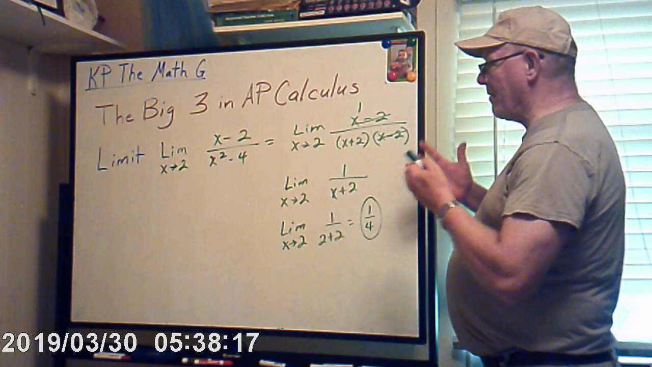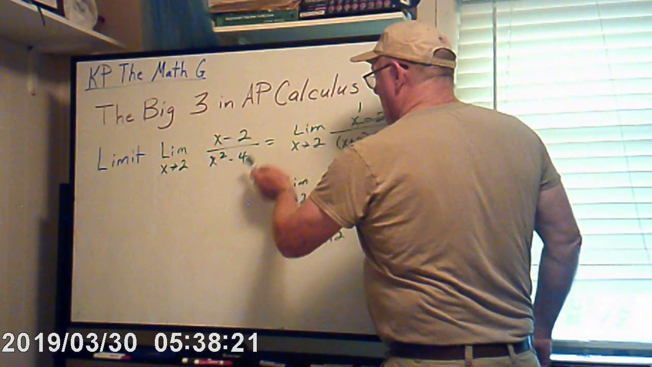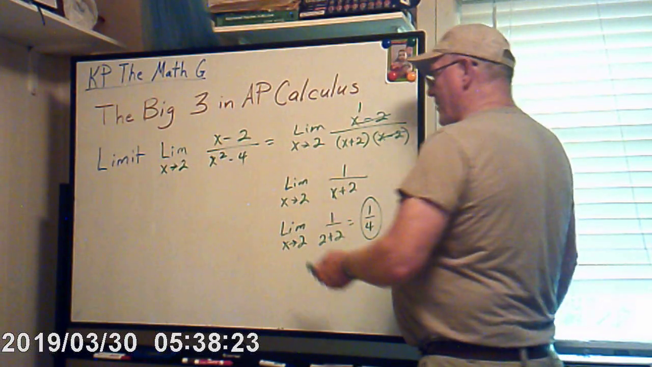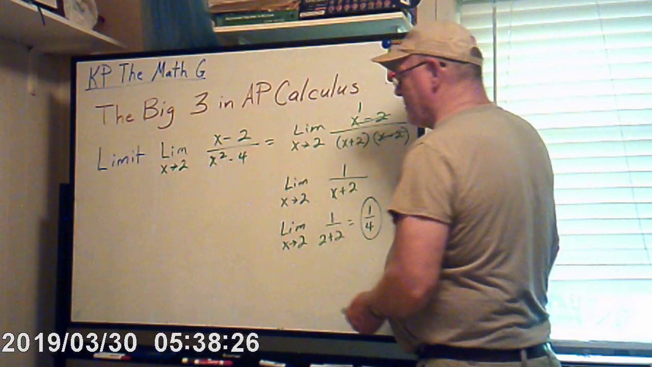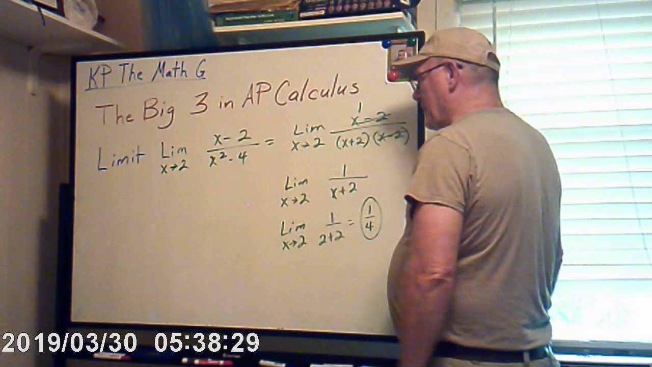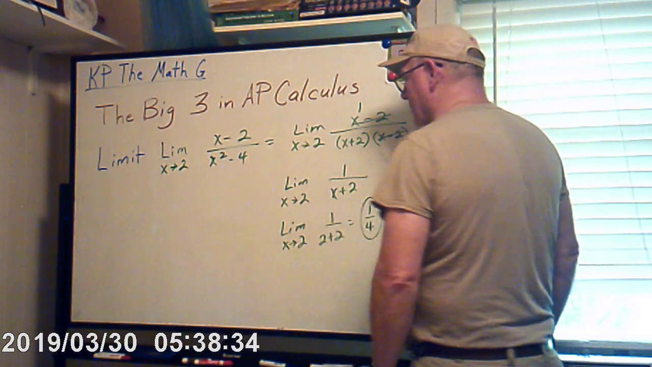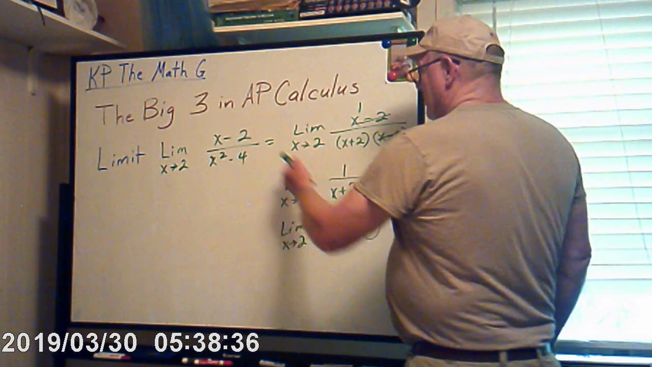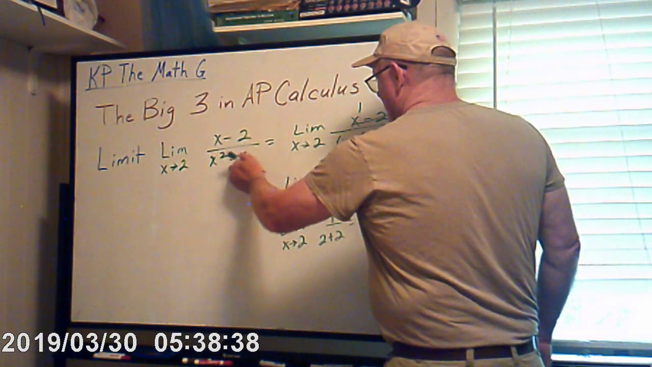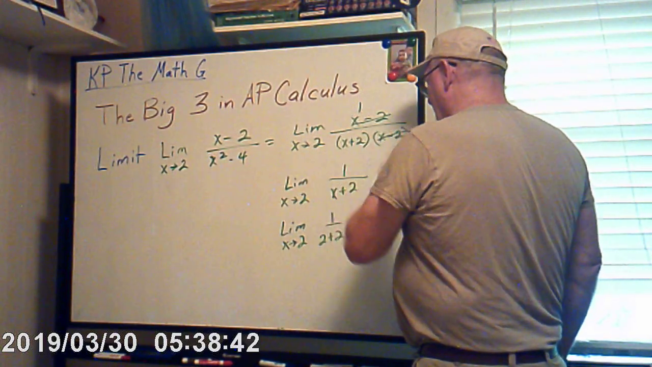So sometimes you have to factor. Okay, sometimes you don't have to factor at all. Had this been a plus 4 right here, you could have just plugged it straight in. Would have been 0, because 2 minus 2 is 0. And then 2 squared plus 4 is 4 plus 4 is 8. So 0 over 8 would have been 0. But we couldn't put it in as it was. We had to factor. We had to get rid of that.